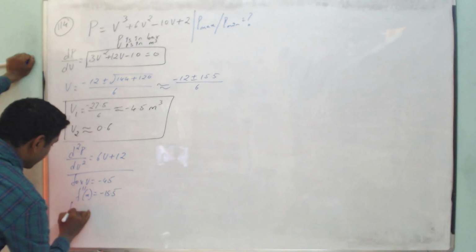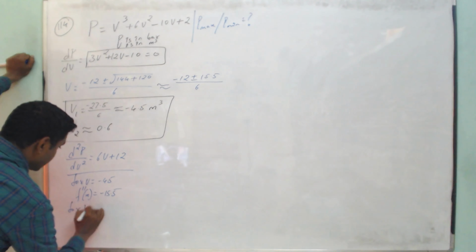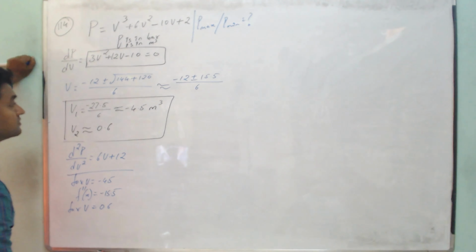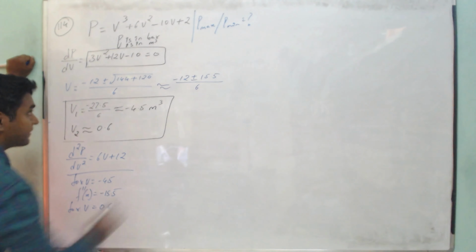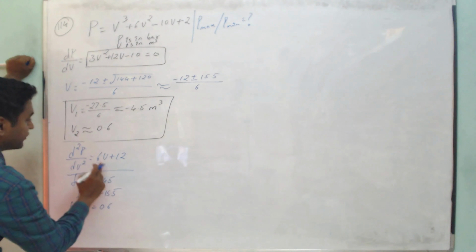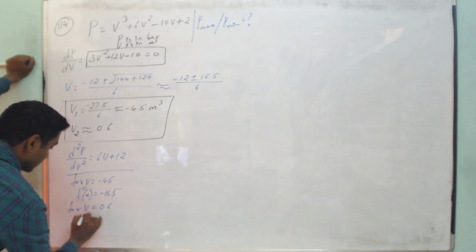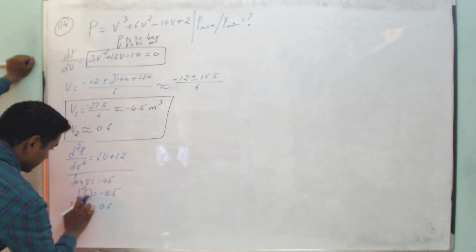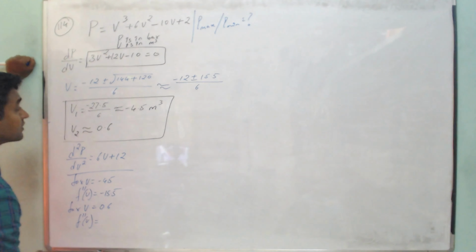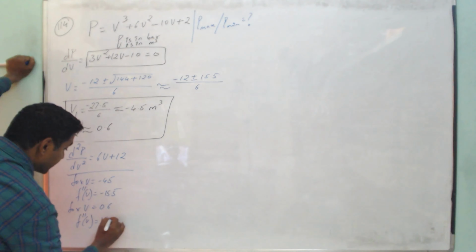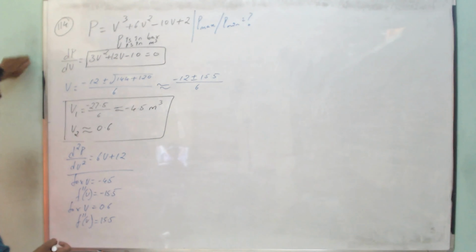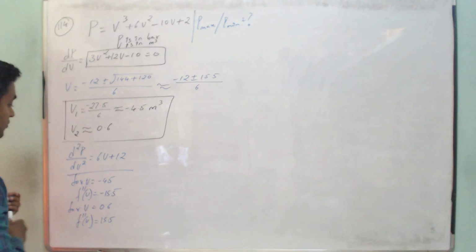Next, for V is equal to 0.6, 6 into 0.6 gives 3.6, plus 12, so again approximately 15.6. Actually, we are getting these values only, right? Either way, that's not our problem.